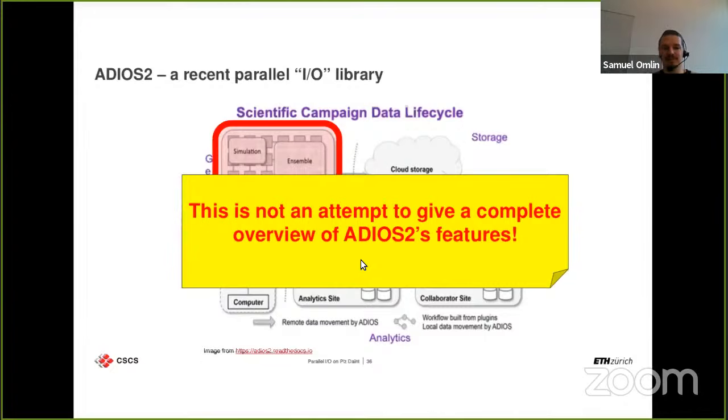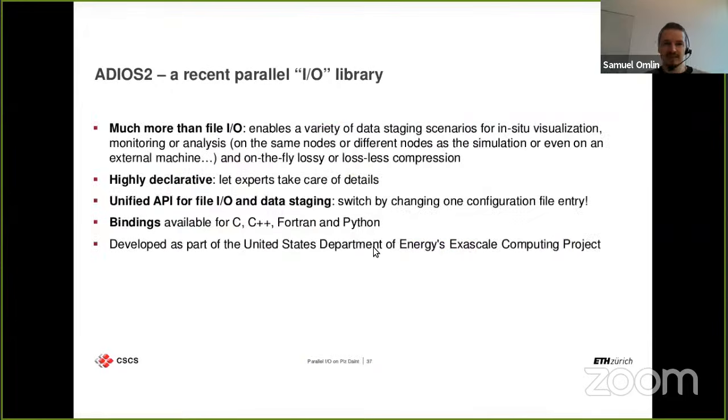And this is really not an attempt to give a complete overview of the ADIOS2 features, also not for this part itself, because ADIOS has so many things that it can do. All right, so I say it's much more than file I/O. It enables a variety of data staging scenarios for in-situ visualization, monitoring, or analysis. So you can stage the data for visualization or something on the same nodes, or different nodes, or even on an external machine, as we just said before, but we'll not look at that.